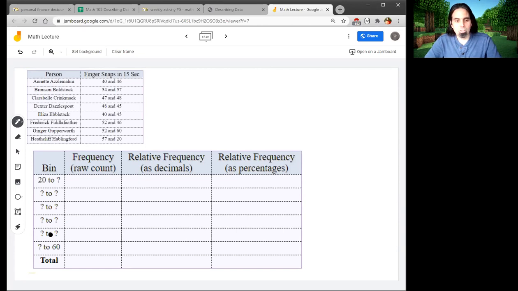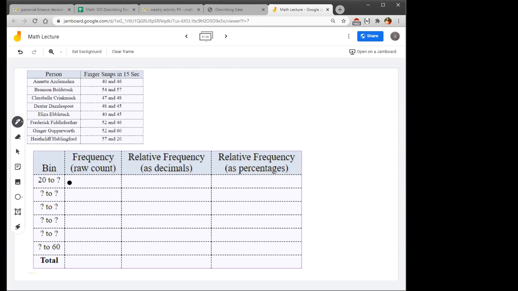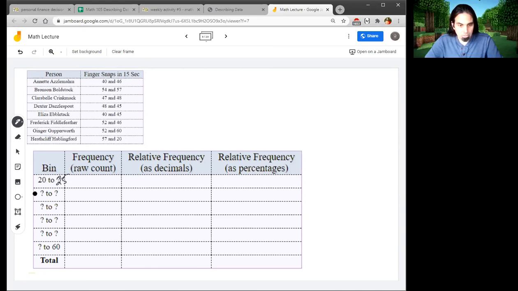Should we do all 6 rows? I mean, if we did 20 to 25 and then 25 to 30, we'd end up with 6 rows, right? Let's see. So 25 to 30, 30 to 35, 40. No, that's not going to be even. We could just do by tens. 40 to 50, 30 to 40, and 20 to 30, and forget those top rows.